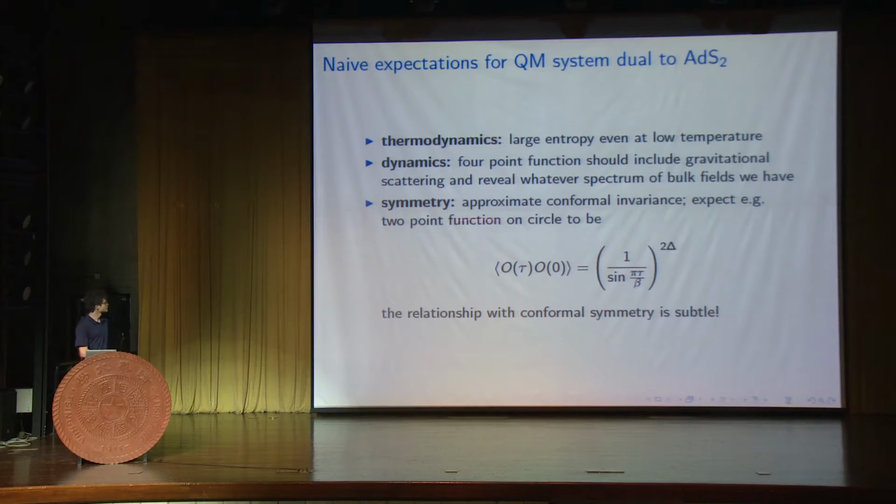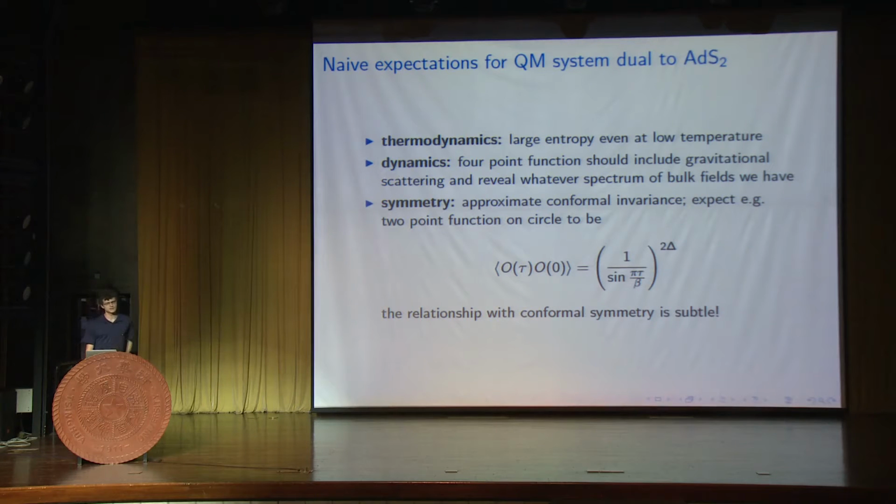We have all kinds of expectations for the 4-point function. For example, it should include a piece corresponding to gravitational scattering. And in the OPE, we can look at factorization and understand whatever spectrum of bulk fields we have in the dual theory. And then finally, you might naively expect a theory dual to AdS2 to be conformally invariant. And just to have the formula in front of your eyes, I've written here the 2-point function that's SL(2,R) covariant for operators on a Euclidean time circle. So time tau is running between 0 and beta, the inverse temperature, and this is the SL(2,R) covariant form.